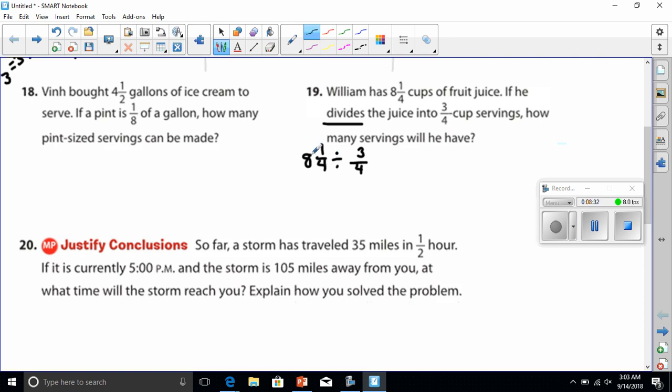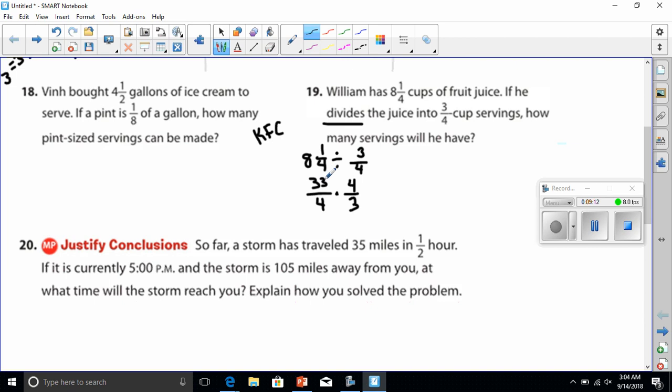So we have 4 times 8, that's 32. 32 plus 1 makes 33. Now I have 33 over 4. And I will keep my first number the same because remember we're using KFC. Keep, flip, and change. And for those of you that learned it, keep, change, and flip, good for you. Use it your way. We're going to flip our second number, which would make it 4 over 3. And we're going to change division into multiplication.